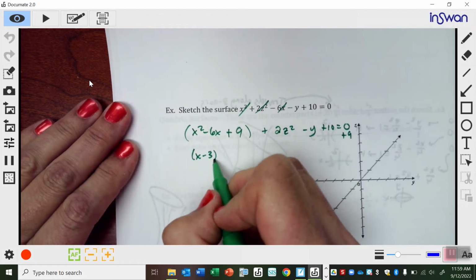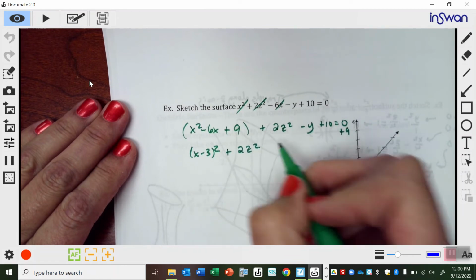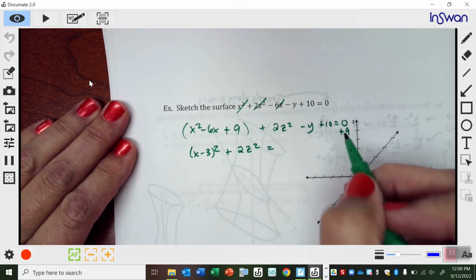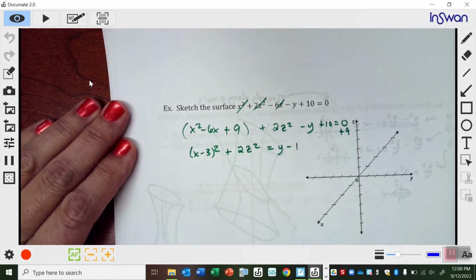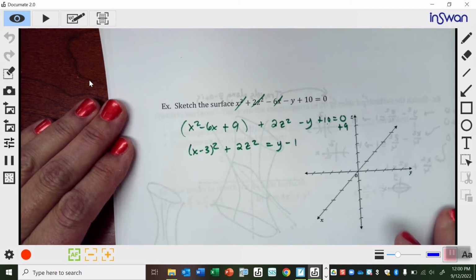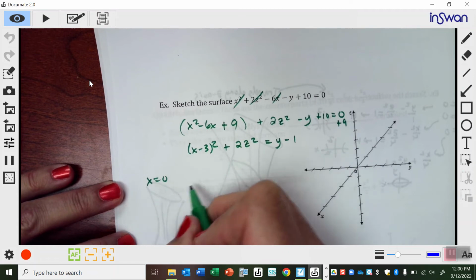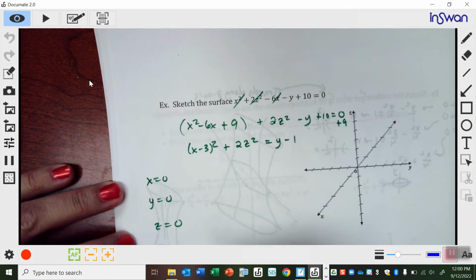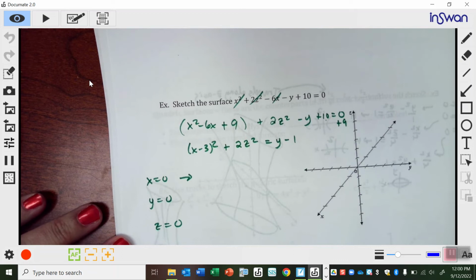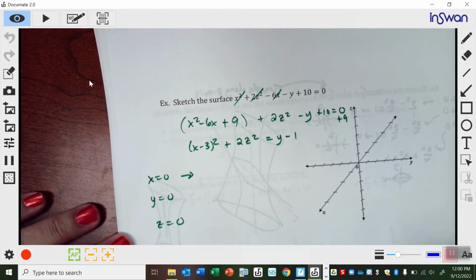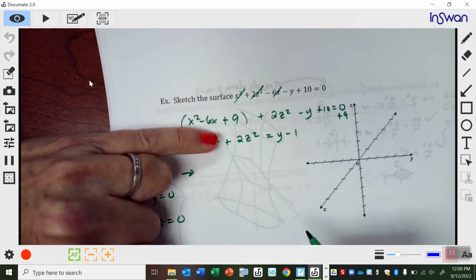So I have x minus 3 squared. I'm going to keep my plus 2z squared. And I think what I'll do is put the other stuff on the other side, y plus, let's see, minus 1 that'll be. Okay, because the 10 comes over minus 1. Okay, so let's do our traces. X equals 0, y equals 0, z equals 0. Okay. So if x was equal to 0, by saying x equals 0, we're kind of saying that this part disappears. That would be when x equals 3, but just work with me here for a second.